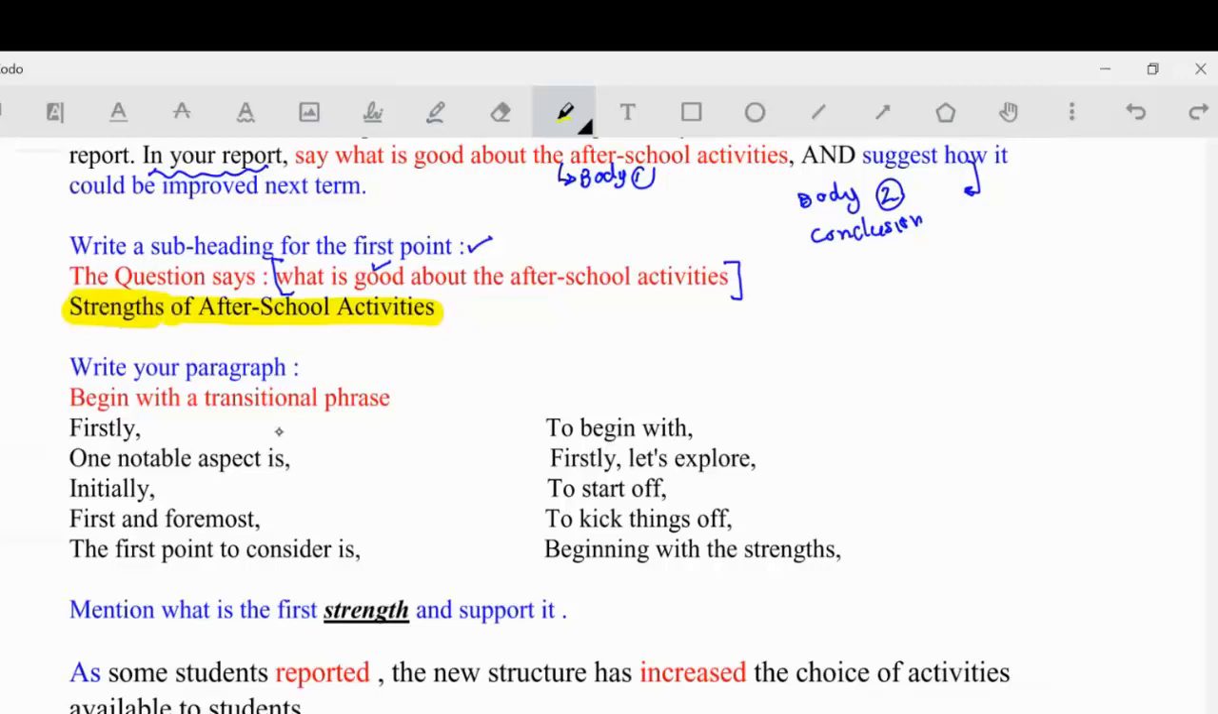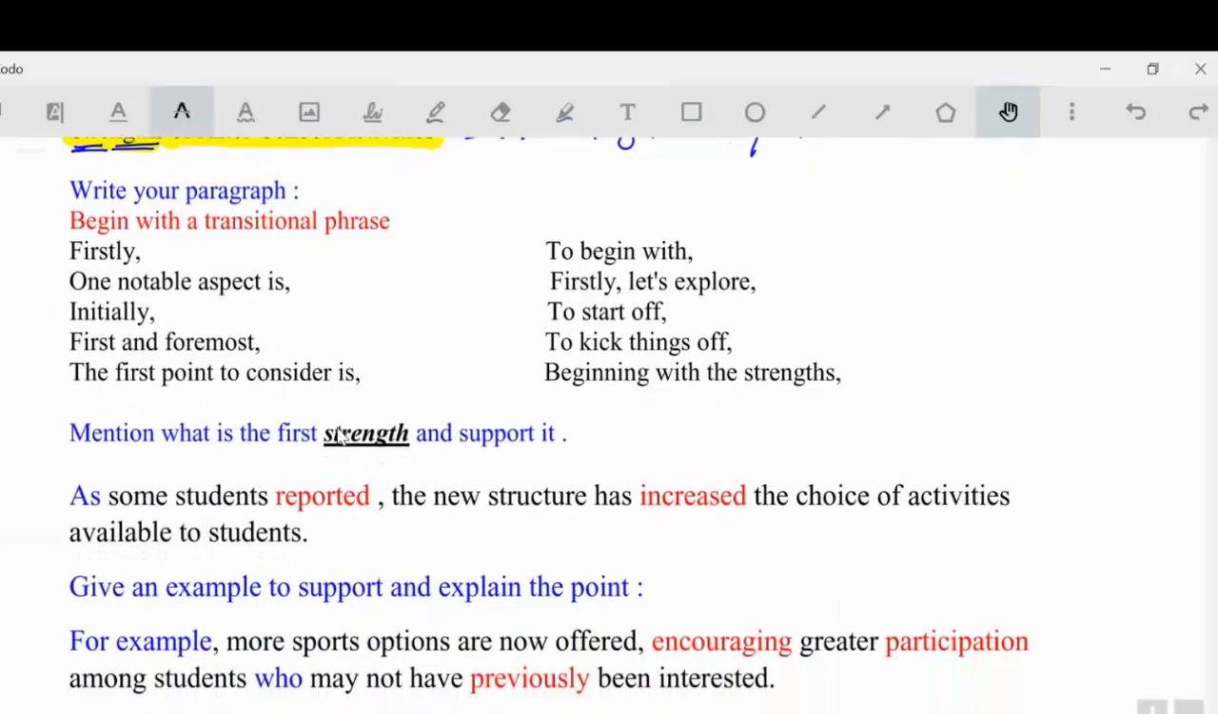You know what strengths mean? Strength, like... I know it but I don't know how to explain it. Strong. Yeah, strong. Yeah, exactly. So we can say strengths of after school activities, or we can write advantages of the after school activities, or we can write positives of the after school activities. This is the headline.